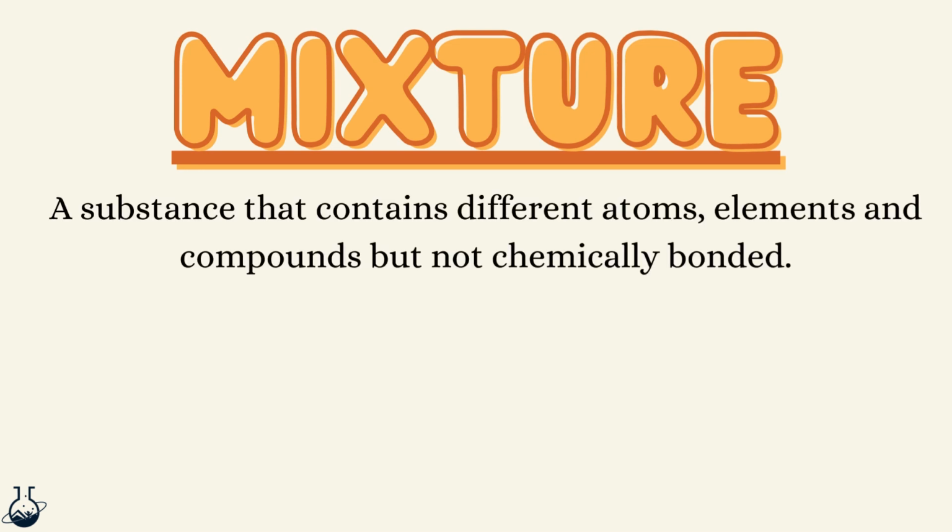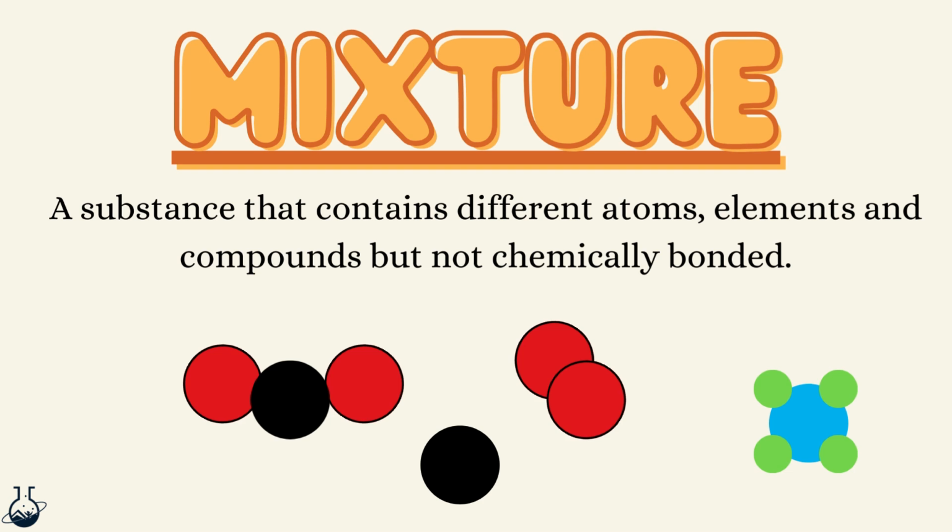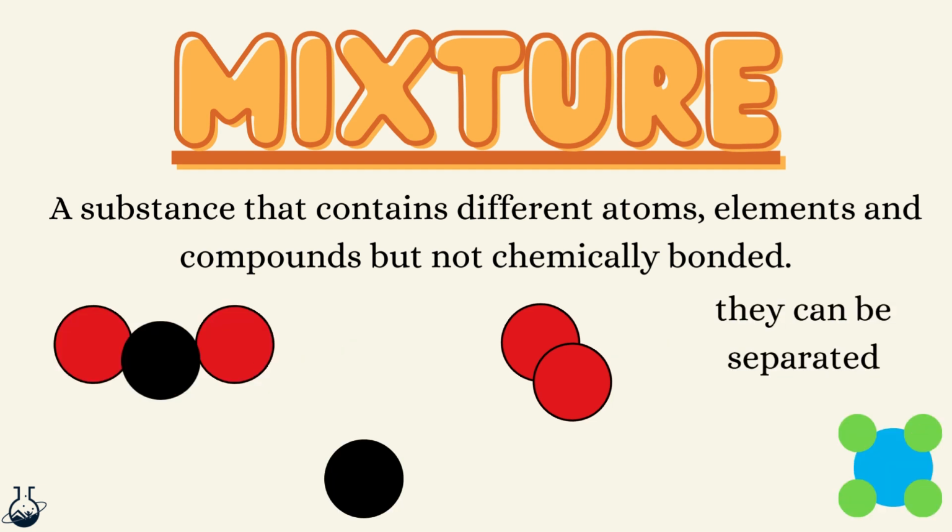A mixture is a substance that contains different atoms, elements, and compounds, but are not chemically bonded. If you look here, these atoms are chemically bonded together. This is a compound. Between this compound and this element, there is no bond. Mixtures can be separated physically. More on this in another video.